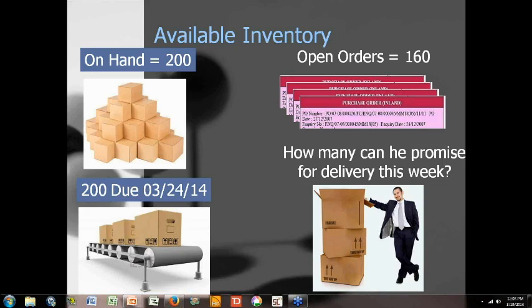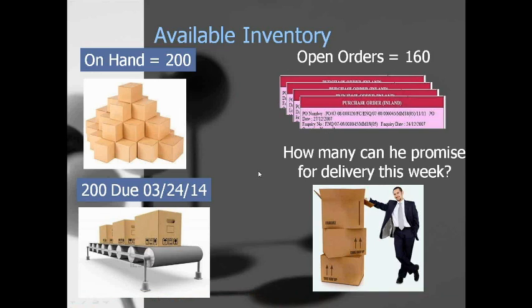So our buddy Harry there in the lower right corner, he wants to know, what can I ship now, today, the 19th, the 20th, and the 21st? If we don't want to mess up any of those existing 160 open orders, then the only quantity he can ship is 40 pieces. The only thing he can promise for delivery is 40 pieces. So let's recap here.